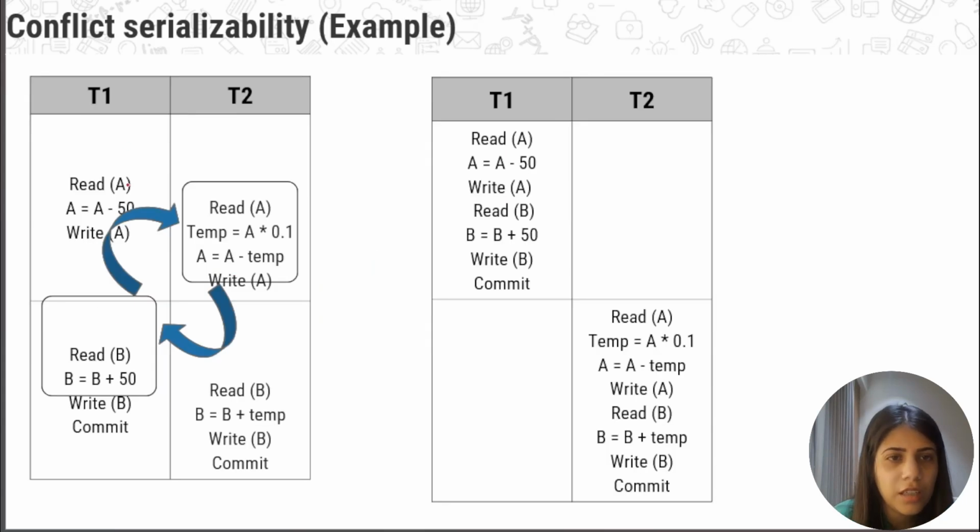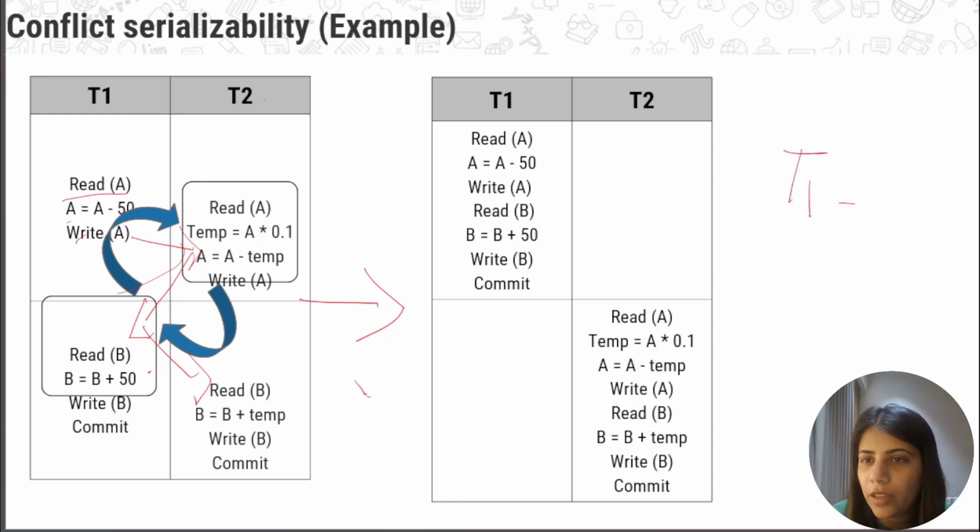Let's see over here, there is transaction 1 and transaction 2. This over here is reading A, then A minus 50, and write A. Then this operation is actually getting executed, then this operation and then this operation. Can we convert it into a serial schedule? Yes, we can. We can either go from T1 to T2 or we could also do T2 to T1.